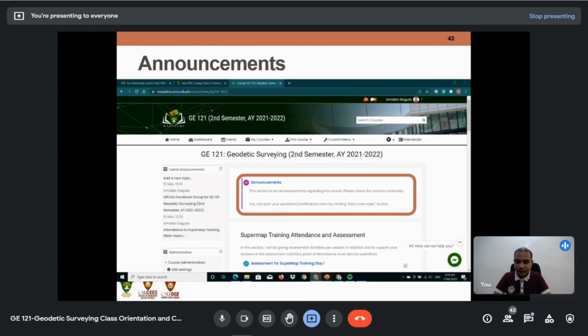Next is for the announcements. Announcements will be posted in this section, the announcement at the top. Please constantly check the announcements in case there are posts that need to be disseminated. For example, the one about the super map, which you really need to appeal. All the needed information is placed in the announcement. You should acknowledge it so that I can sign that you have read it.